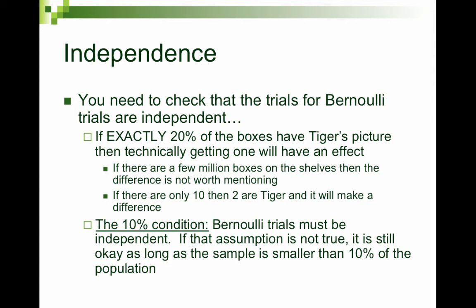If they are not, then they have to fulfill the 10% condition, meaning that your sample size is smaller than 10% of the population. In addition, you must actually check that as well by taking your population and multiplying it by 10% and checking to see that your sample is actually smaller than that.